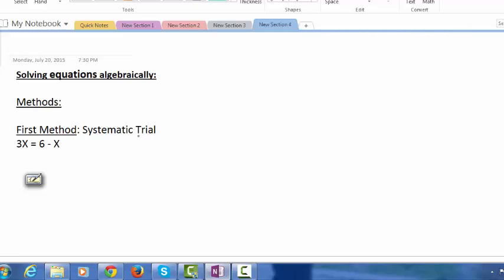Systematic trial, from the word trial, that means what? You try. You say what? I'm going to try x equal 1. After that, you substitute: 3 times 1 equal 6 minus 1. 3 times 1 equals 3. 6 minus 1 equal 5. Is 3 equal to 5?